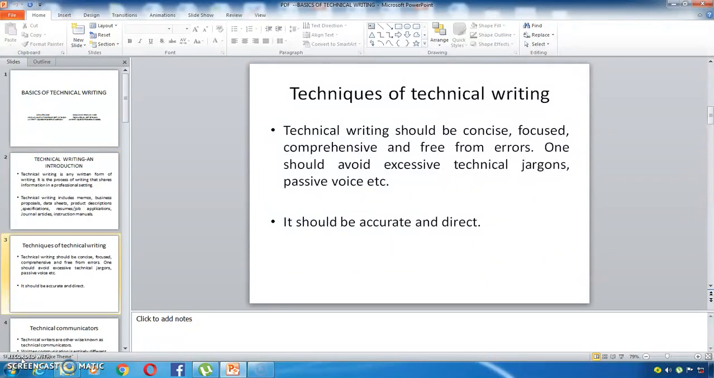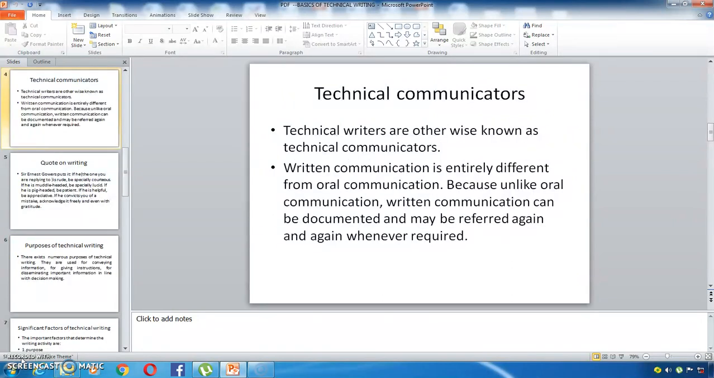And we have to follow certain techniques while we are writing technical documentations, because it's entirely different from what we do or write in a normal setting. So technical writing should be very concise, brief, focused, and comprehensive in nature. The main thing is it should be free from errors. While we write technical documents, we should avoid excessive technical jargon and very flowery language. We should avoid passive voice. So on the whole, it should be very simple, accurate, and direct. Technical writers are otherwise known as technical communicators.